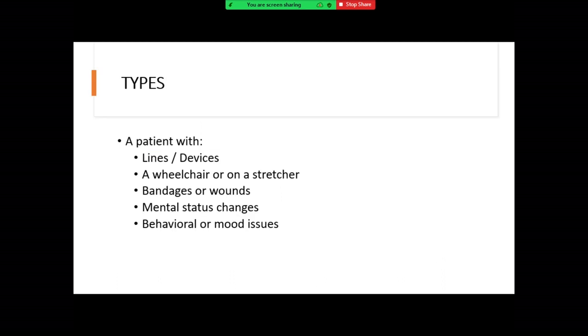What are the different complex patient scenarios we're talking about? Potential scenarios you might see are a patient with different lines or devices, a patient that might use a wheelchair or be on a stretcher. There are patients that have different types of bandages or wounds in all different areas of the body. There are patients with different mental status changes or behavioral or mood issues. So it's very complex, seeing the patient as a whole patient. They're not just to be referred to as the wound in bed 4 or the stroke patient in bed 6. It's the patient with these conditions, and we need to make sure that we're aware of these different scenarios.